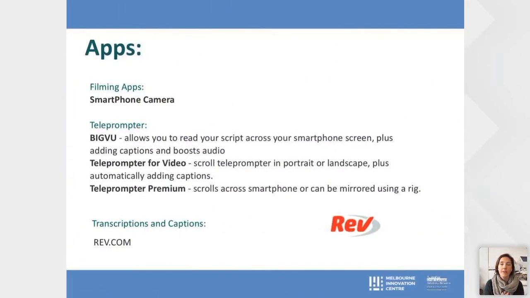And these are the apps we talked about as well for filming on your smartphone. Obviously, you're just going to be using your normal smartphone camera. That's all you really need these days. You can use teleprompter services, so Big View, Teleprompter for Video, or Teleprompter Premium allow you to have the roll captions come through, so that you can read as you are filming, meaning one less thing to worry about. You don't have to remember your script. If you struggle to go off dot points, you've got another option, which is really handy. And as I said, it does auto captioning for you as well. And transcriptions and captioning can also get done at rev.com for very, very cheap and very, very quick. So I highly recommend that service.